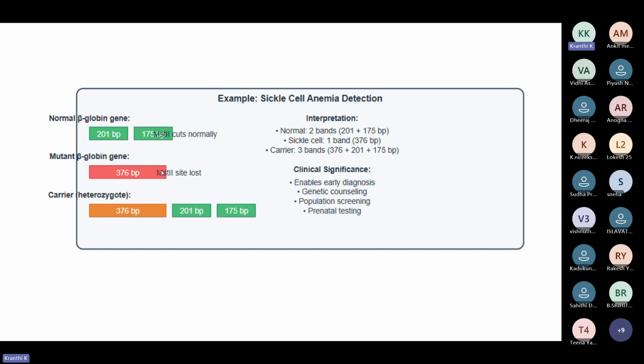Then some people may have this heterozygous also. Means you will be having the bigger band and you will be having the two smaller bands also. Usually we call this a carrier. Carrier means their genes contain the heterozygote. The people who are having the bigger band are suffering from sickle cell. The people who are having the bigger band as well as the smaller bands have both, right? So this is called the carrier. Got it? You understood, right?